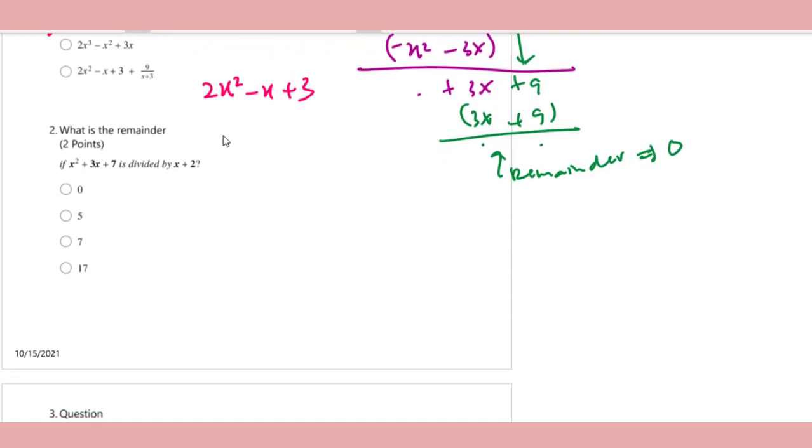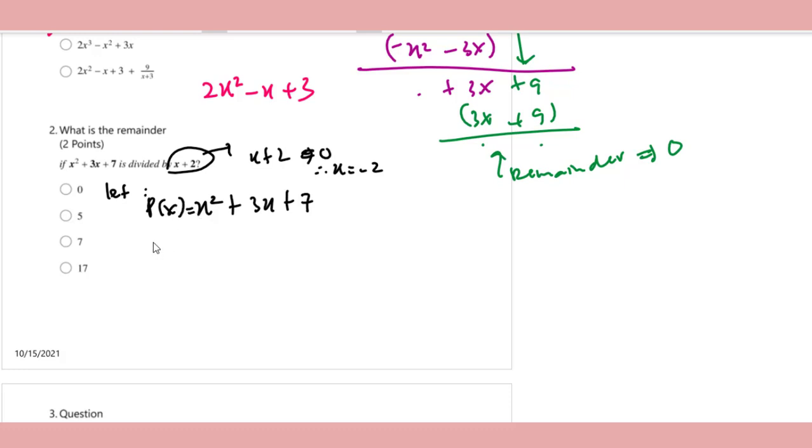For number 2, what is the remainder if x squared plus 3x plus 7 is divided by x plus 2? X plus 2 is equal to 0. Therefore, x is equal to negative 2. Let this one be px. So substitute x, negative 2, then 4 minus 6 plus 7.